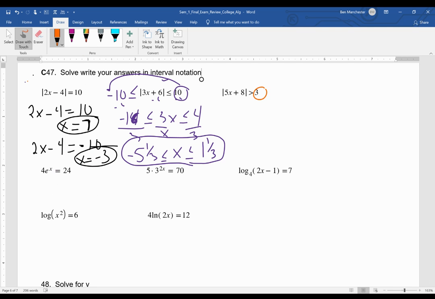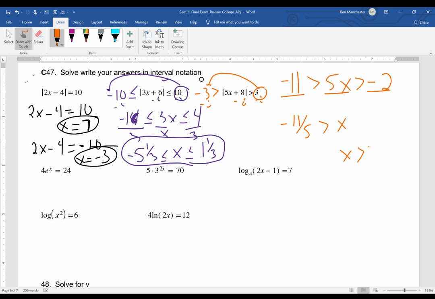So even here, we're going to take this and bring it over here as a negative, and we're going to solve it through the middle. So subtracting 8 everywhere we go, -11 is less than 5x is less than -2. Okay, and dividing everything by 5, -11/5 is less than x. That's one of your answers. And then the other one is x is greater than -2/5.